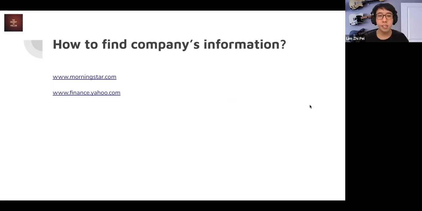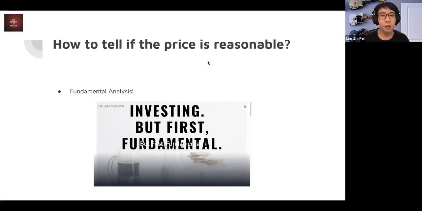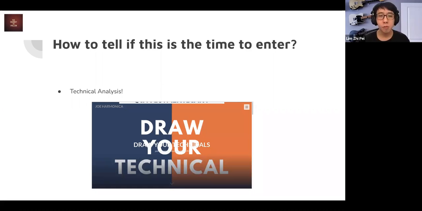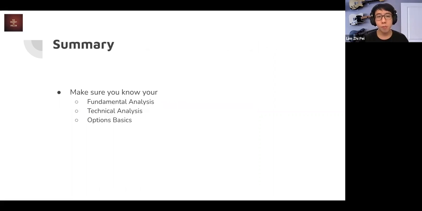So after the fundamental analysis, the first question is how to tell if the price is reasonable. We use fundamental analysis to analyze if the stock price currently is reasonable to buy in or not. And then how to tell if this is the time to enter? We use technical analysis to know if this is the time to enter the stock of the company. So in summary, make sure you know your fundamental analysis, technical analysis, as well as the options basics, which I have covered in part 1.